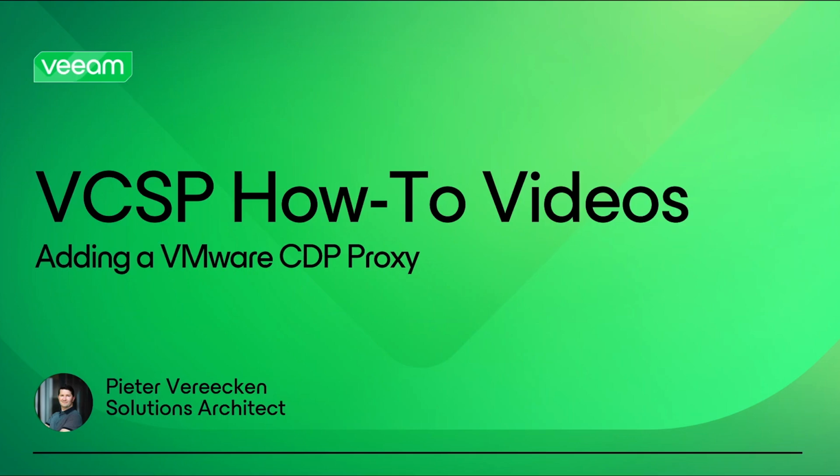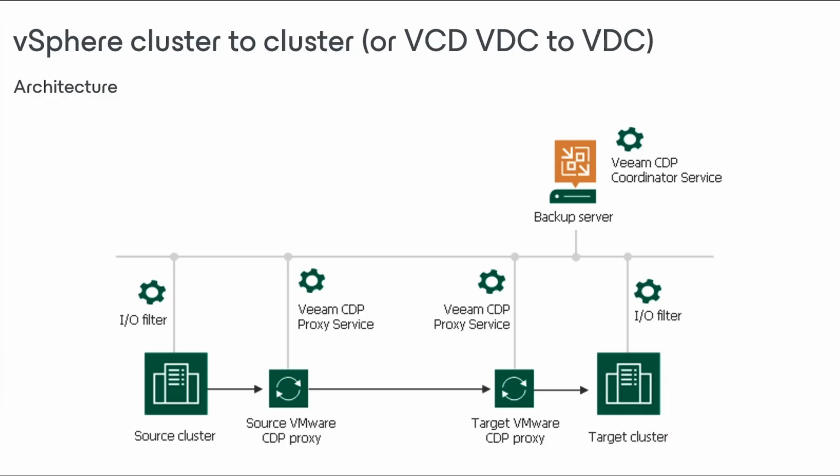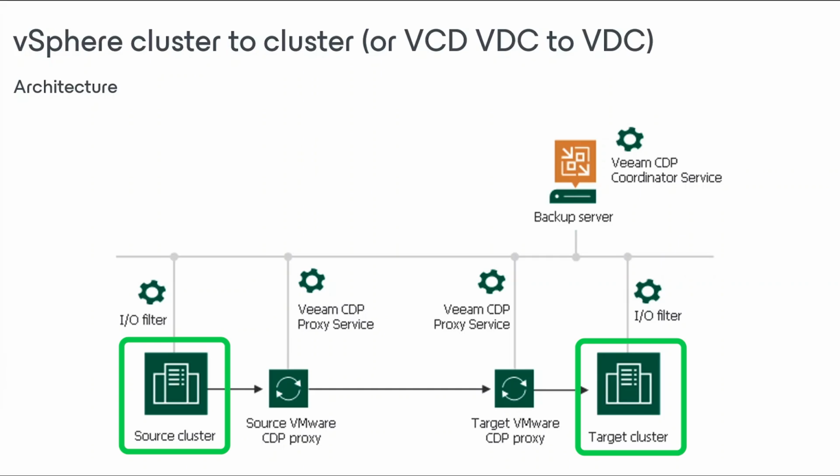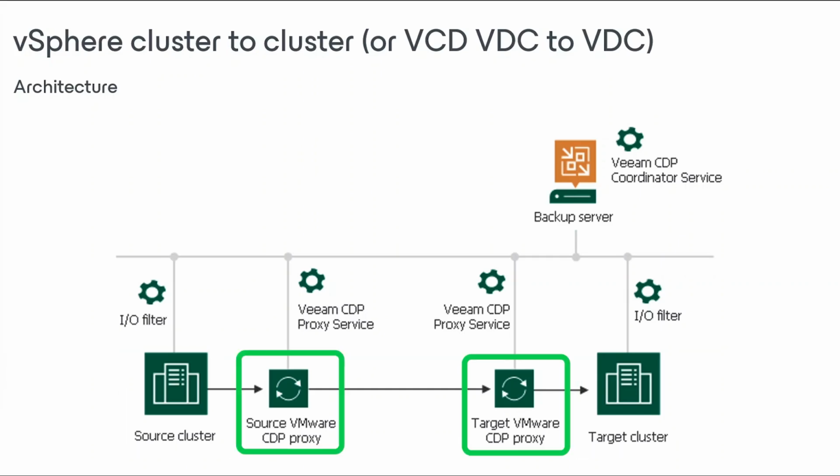In this video, the topic is adding a VMware CDP proxy, which is a core component for replicating virtual machines on VMware with a near zero RPO. Let's have a quick look at the different architectures. Our core components are the backup server, the source and the target clusters, and the CDP proxies.